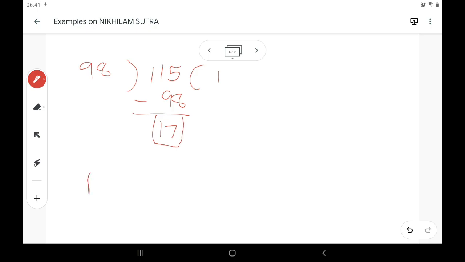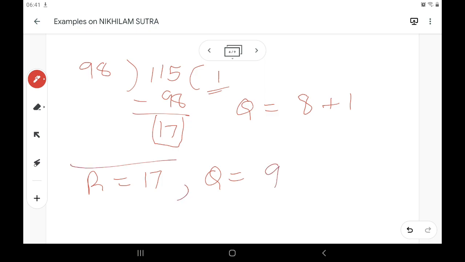So 17 is the ultimate remainder, and the quotient will be nothing but the quotient that's obtained after solving the problem using Nikhilam Sutra plus the quotient that is obtained after doing the simple division calculation. So which will be nothing but 9. So quotient and remainder are 9 and 17 respectively when 899 is divided by 98.